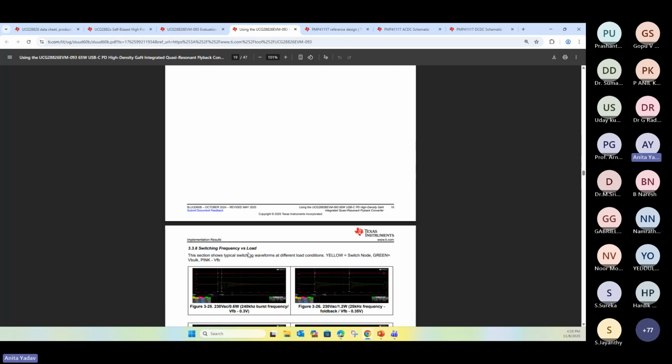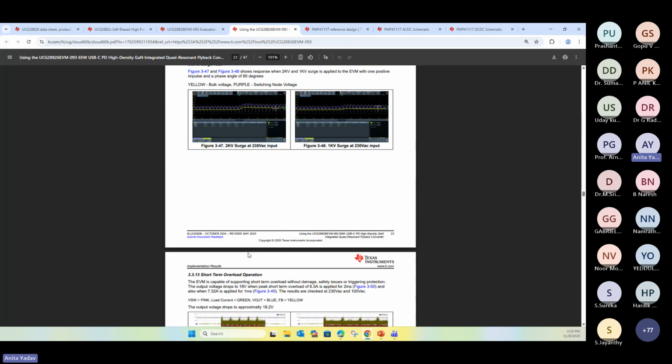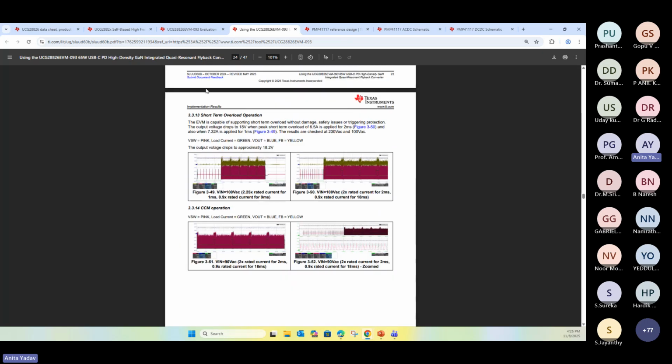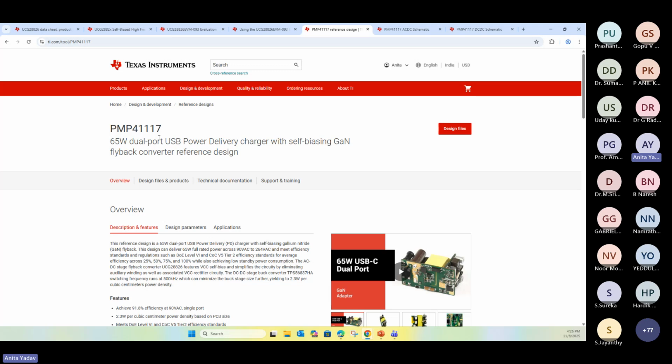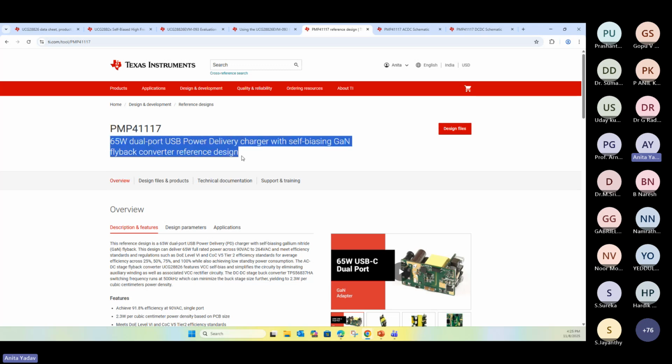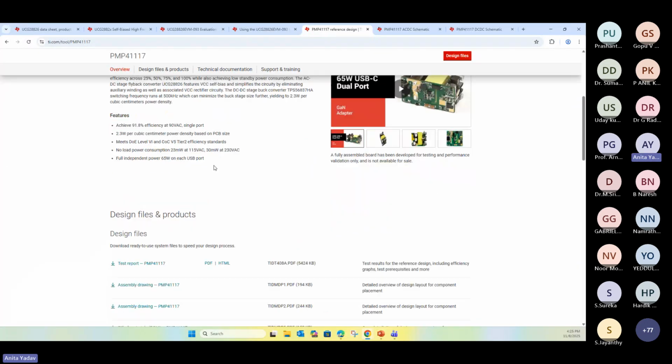So this is the one reference design. What are the tests we need to do and how to do them? To go into the detail, I will go through the second reference design, which is the PMP411117. This is the 65-watt dual port USB PD charger with the UCG28826 cell bus GaN.